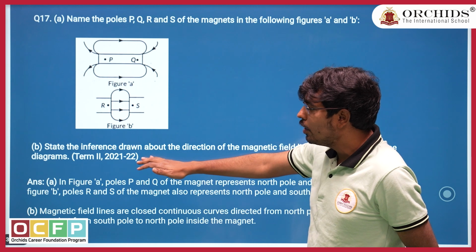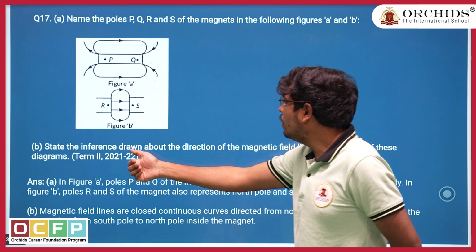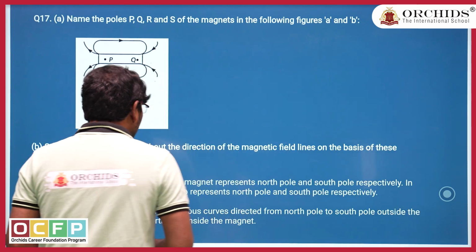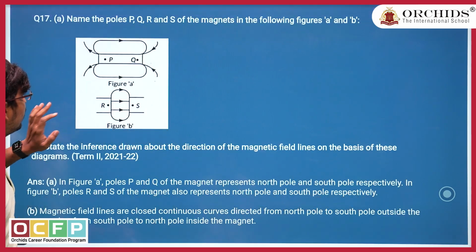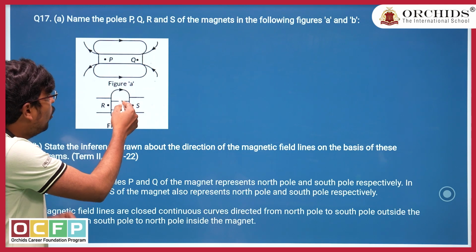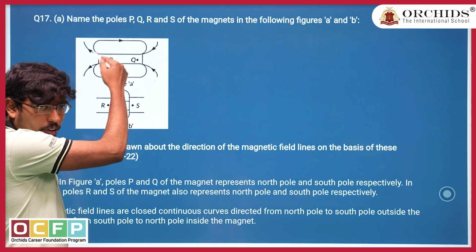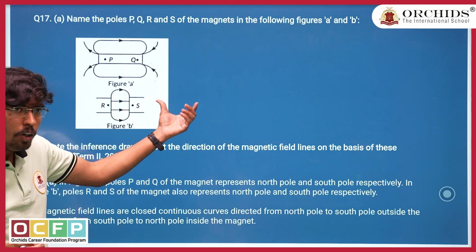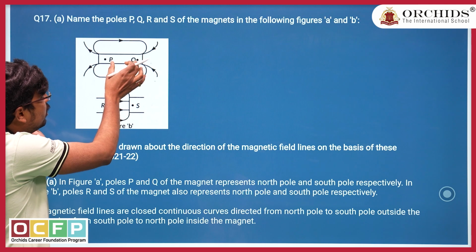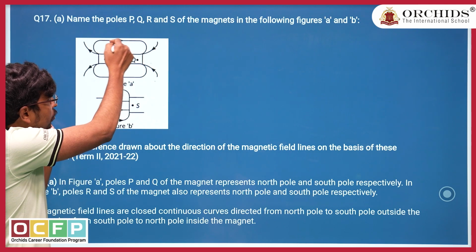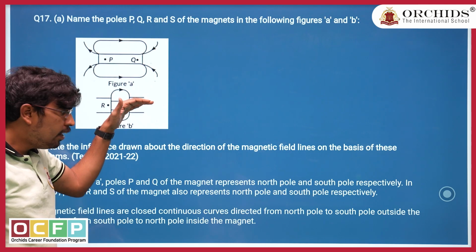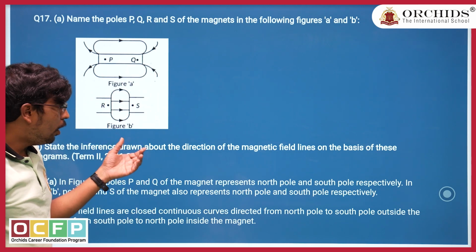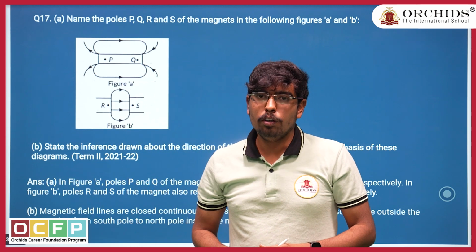Now come to the next, the B part of this question. State the inference drawn about the direction of the magnetic lines on the basis of the diagrams. So if you observe here, whether it is the first diagram or the second diagram, both of them are closed loops and parallel loops. So this is the inference and conclusion we can give from this. Both the magnetic fields, when it is a single magnet or when it is a double magnet, the magnetic field created around them is in parallel and closed loops, closing at the south pole. Okay, so I hope these questions were clear for you. It will help you in the preparation for the board examination.